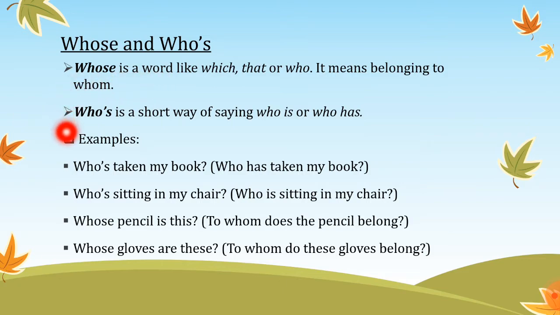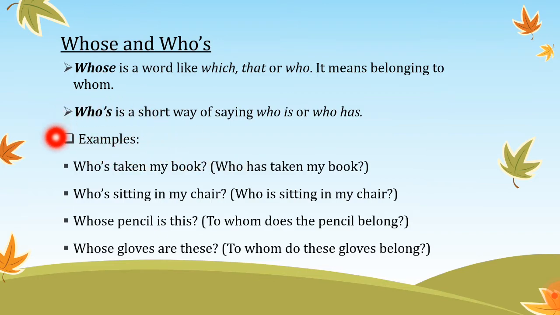Next we have the word who's, who with an apostrophe and an s. Who's is a short way of saying who is or who has, okay? In this word, the apostrophe s stands for is or has. So who's is a short way of saying who is or who has. For example, if we want to say who has taken my book and we want to write it in a short form, we can use the word who's taken my book.